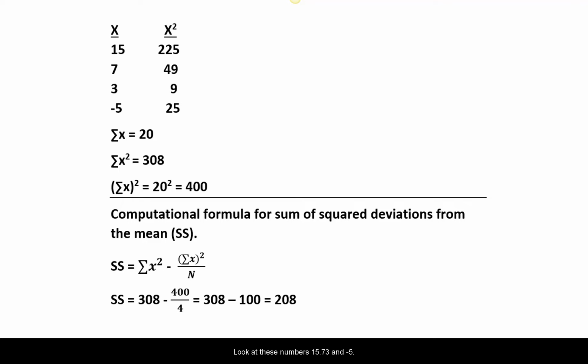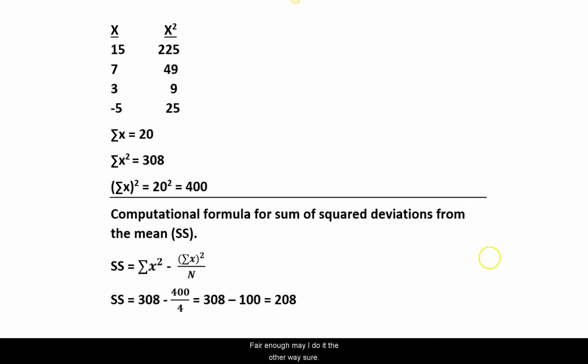Look at these numbers: 15, 7, 3, and negative 5. Their sum is 20. And of course, their mean is 5, just the same. I could undergo the computational formula, and of course, the numbers are a lot bigger this time. They're just a little harder to deal with. The sum of all the values squared, as you can see, I squared 15 and got 225, 7 and got 49, 3 and got 9, negative 5 got 25. The sum of all those values squared, 308. And then I took 20 squared is 400. And you can see my calculation here, 308 minus 400 over 4. And now I'm getting a much larger sum of squares of 208.